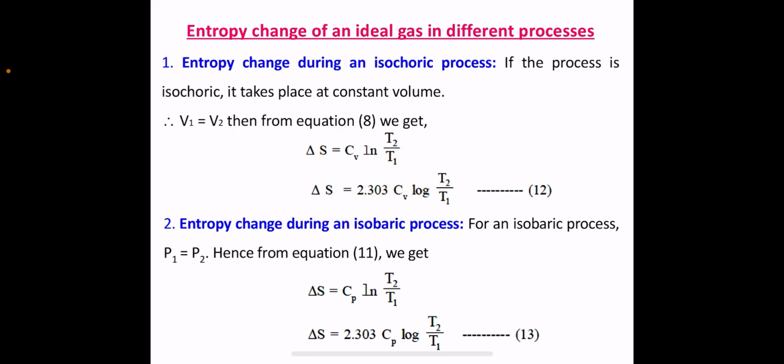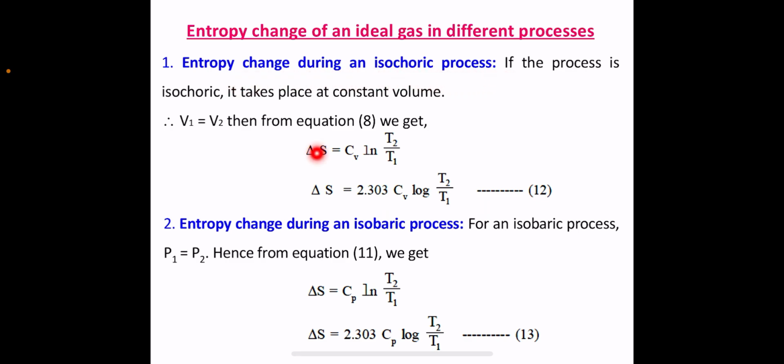Next, this is further derived as delta S equals 2.303 CV log T2 divided by T1. This is because in place of ln we are going to use the logarithmic form, so we convert the ln into log, then it takes the form 2.303 CV log T2 divided by T1, and let me call this equation 12. So this equation gives us the entropy change during an isochoric process.